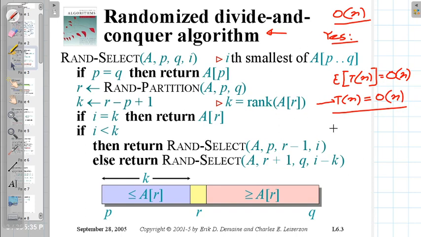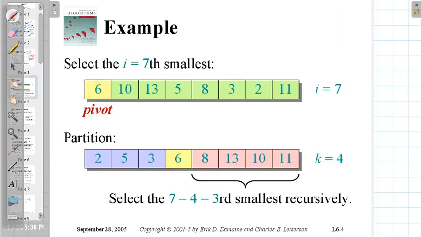Randomized algorithm is almost everywhere in computer science right now, and it is such an important paradigm of computer science research. We have to find out the ith smallest element. So this is an example you take.